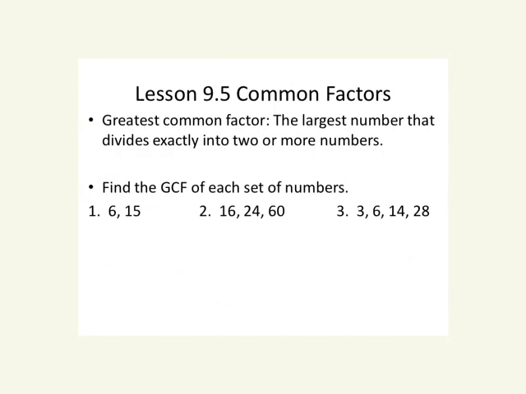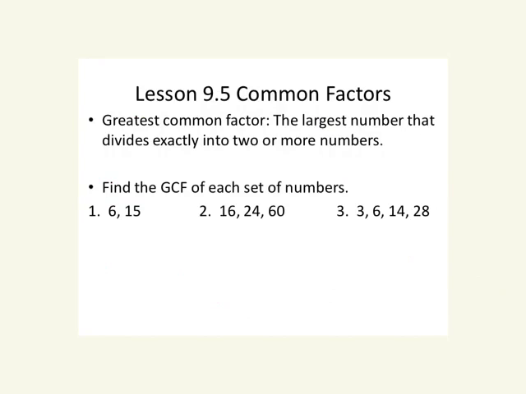So 9.5, common factors. The first thing we want to look at is, what's the greatest common factor? The greatest common factor is the largest number that divides exactly into 2 or more numbers. This is a concept that you've done before. So 6 and 15, what's the greatest common factor of 6 and 15? Sometimes you can just look at the two numbers and know what it is, but sometimes you might have to do a factor tree.